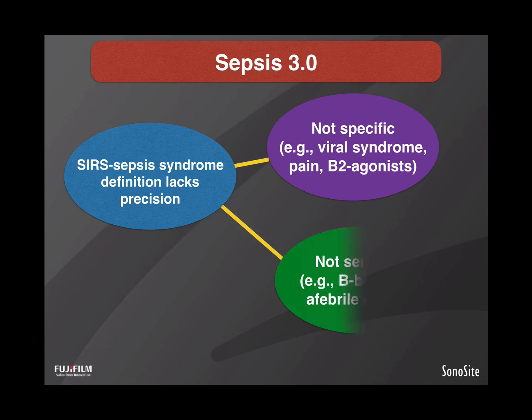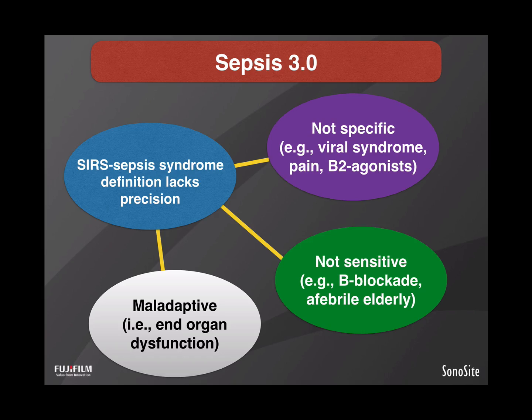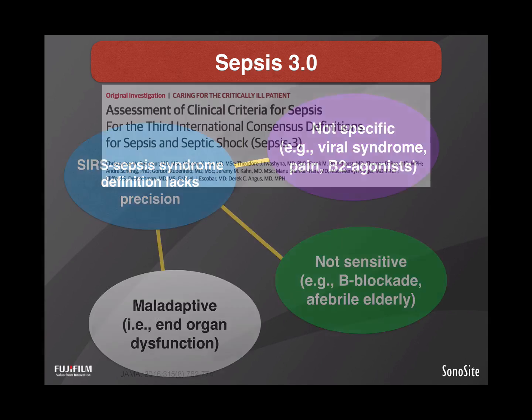It's not sensitive either. We all have had altered septic elderly patients who are afebrile or not tachycardic because they're on a beta blocker. The current sepsis definition also doesn't make a clear distinction between compensatory and helpful mechanisms like fever and tachycardia in sepsis, and maladaptive processes that led to end organ dysfunction. So this is where the Sepsis 3 definition comes in.